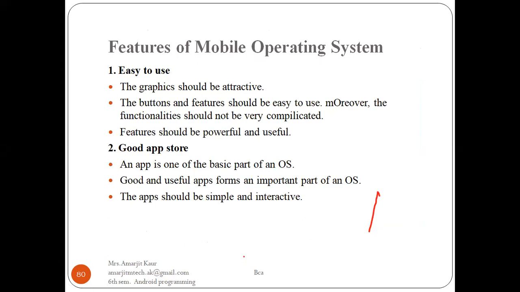Second feature of the mobile operating system, the good app store. An app is one of the basic parts of an operating system. Good and useful apps form an important part of an operating system. The app should be simple and interactive.